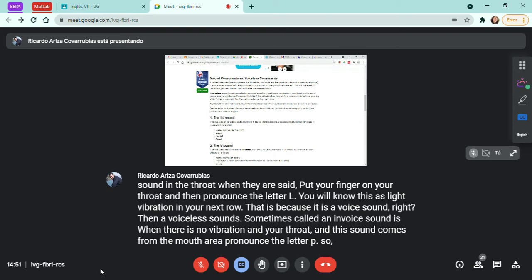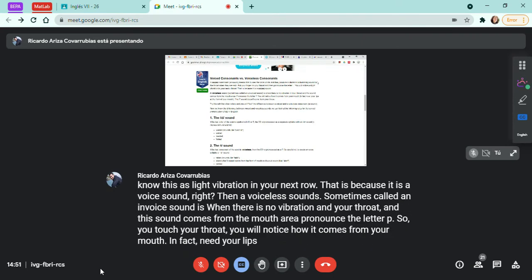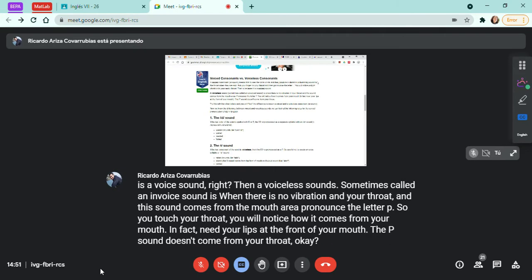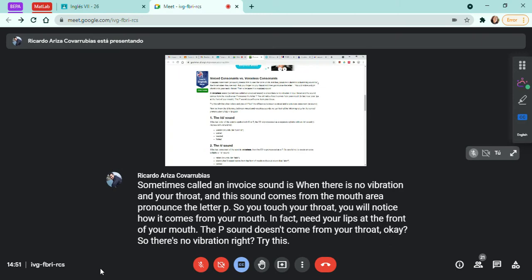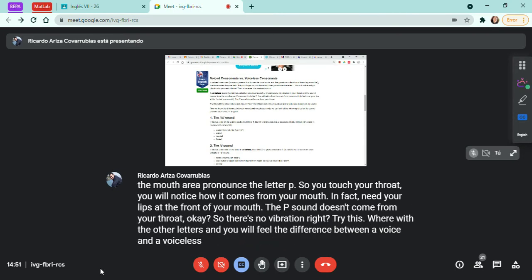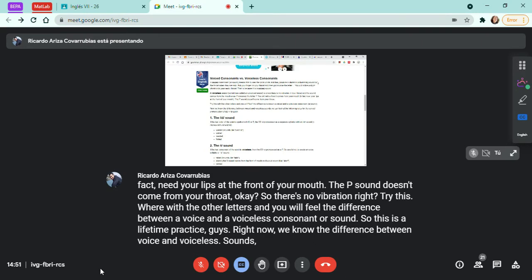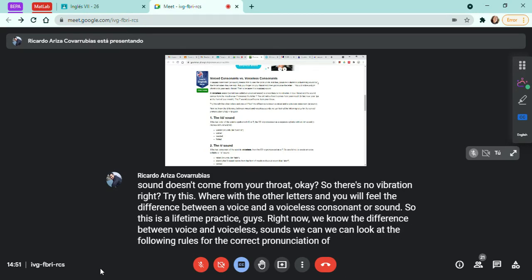So you touch your throat, you will notice how it comes from your mouth. In fact, near your lips at the front of your mouth. The P sound doesn't come from your throat. Okay, so there's no vibration, right? Try this with the other letters and you will feel the difference between a voiced and a voiceless consonant or sound. So this is a lifetime practice, guys, right? Now we know the difference between voiced and voiceless sounds. We can look at the following rules for the correct pronunciation of ED in English.